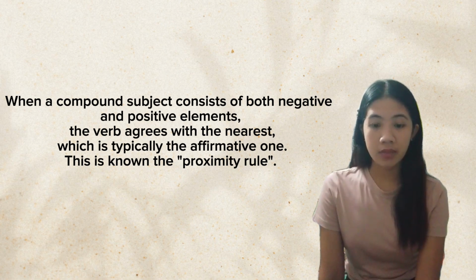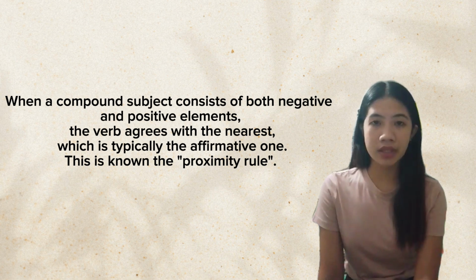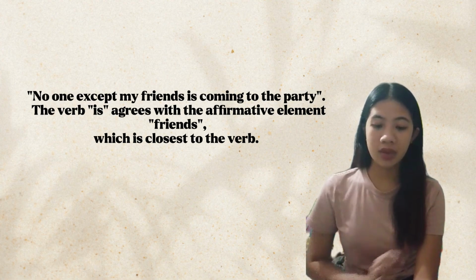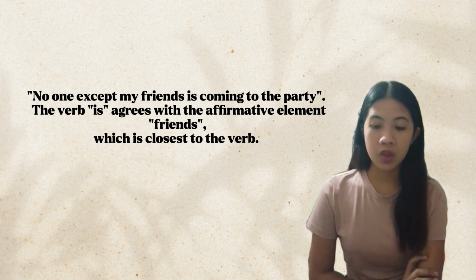So, when a compound subject consists of both negative and positive elements, the verb agrees with the nearest element, which is typically the affirmative one. This is known as the proximity rule. Examples: No one except my friends is coming to the party. The verb to use is "are", which agrees with the affirmative element "friends", because it is closest to the verb.